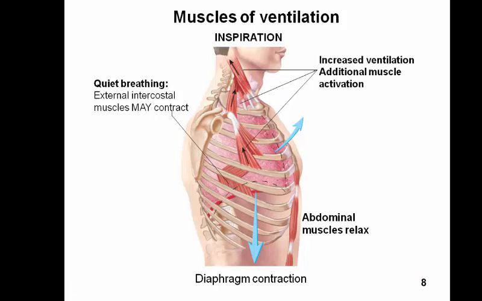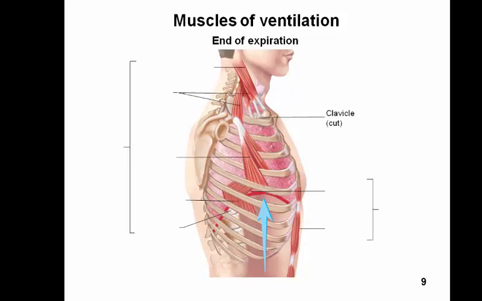Now, when we exercise or we have a need to increase ventilation, increasing the depth of breathing, increasing the rate of breathing, we then activate additional muscles that we'll detail here on the next slide. And these additional muscles will cause a further increase in thoracic volume by creating more rib separation.